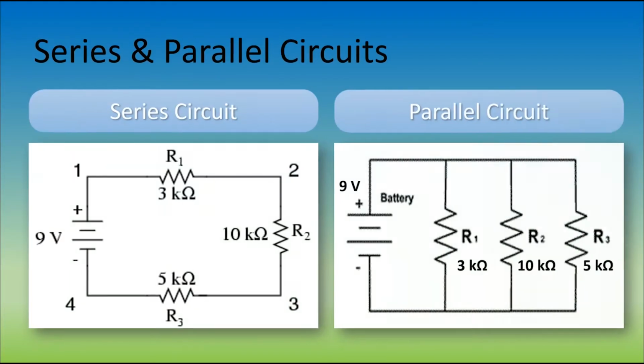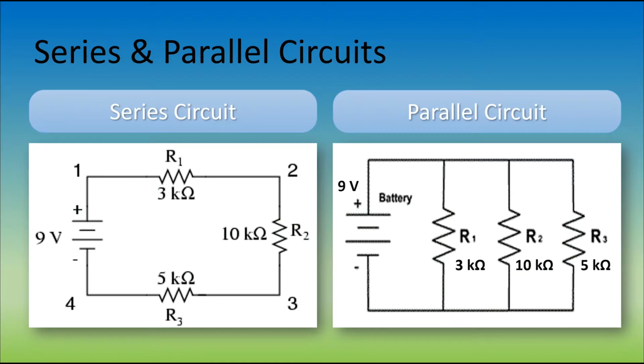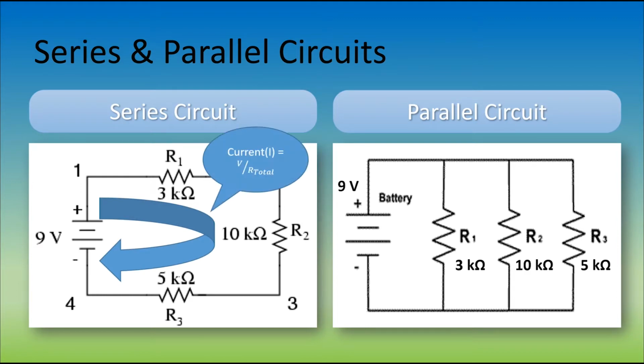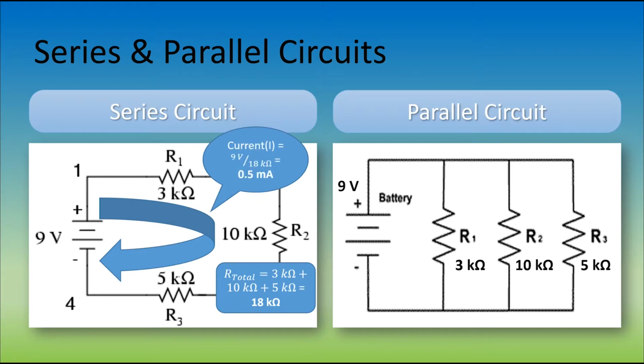Let's real quick go over how to calculate current in a series circuit and in a parallel circuit. In a series circuit, the current is the same through all components. We can find this current by taking the voltage from the battery and dividing it by the total resistance in the circuit. This equation is the same as Ohm's law, but manipulated so we are solving for I, which is current. Now if we add the resistors together, we get the total resistance, which is 18 kiloohms. We can then plug in the 9 volts and the 18 kiloohms into our equation, and we will get 0.5 milliamps.